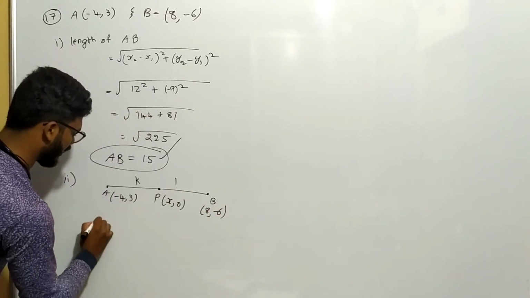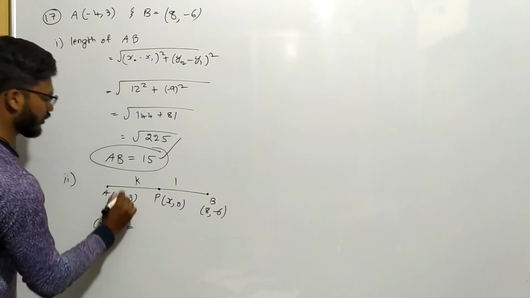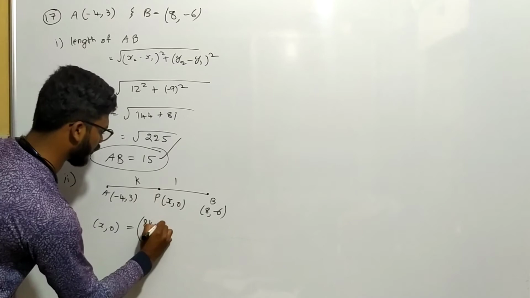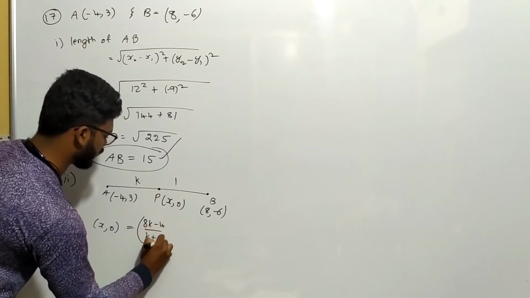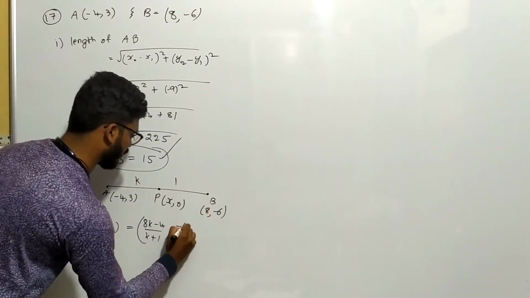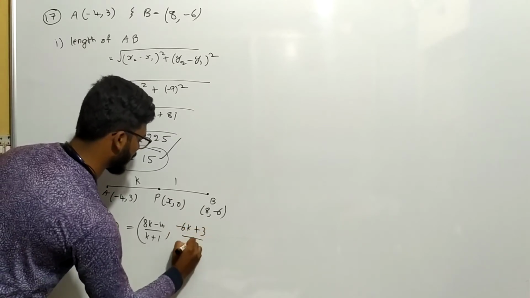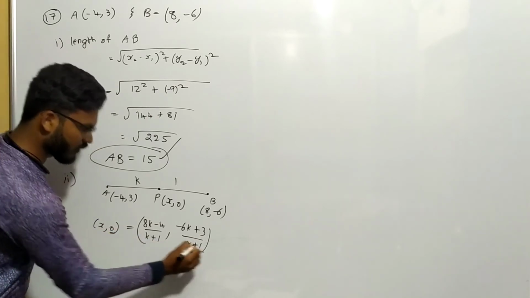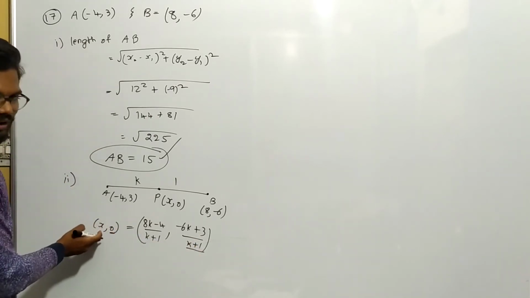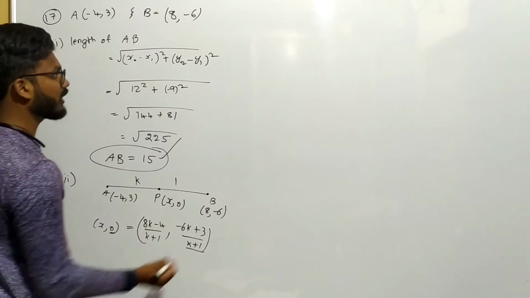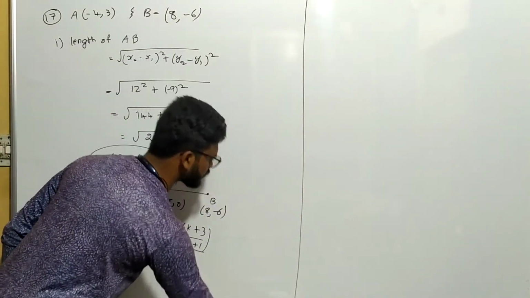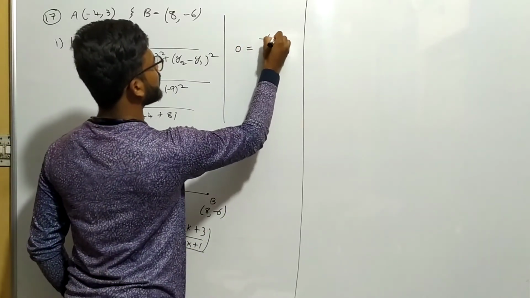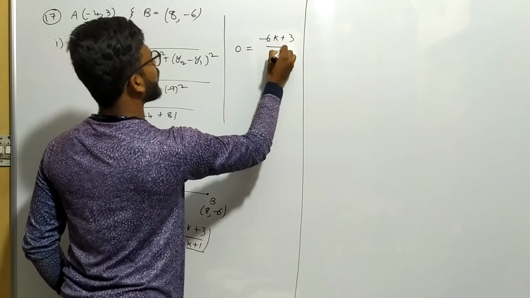So we will get x comma 0 equal to 8k minus 4 by k plus 1 comma minus 6k plus 3 by k plus 1. Here, which coordinate do you know? Y coordinate you know, but x coordinate we don't know. So equating these two, what will you get? We will get 0 equal to minus 6k plus 3 by k plus 1.